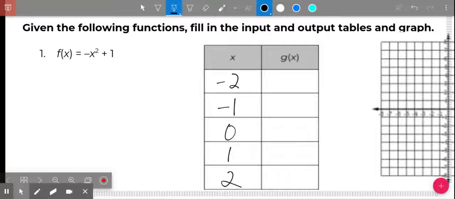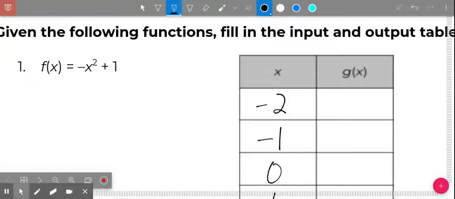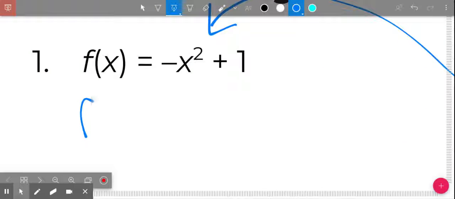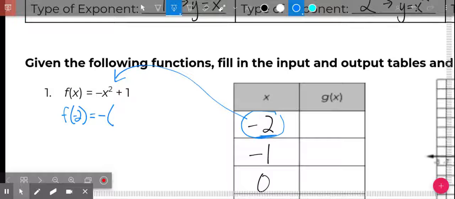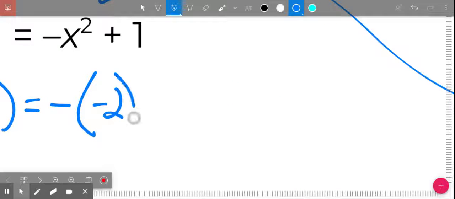Looking at this function, you can either use your calculator or you can draw out the input and output table, and show all the work for plugging those numbers in. We're going to show all the work in this video, okay? But if you want to use your calculator, you are more than welcome to. So we're going to start by plugging in the negative 2 for the x. So our first one is going to be f of negative 2 equals negative, and then in parentheses, negative 2 squared, plus 1.